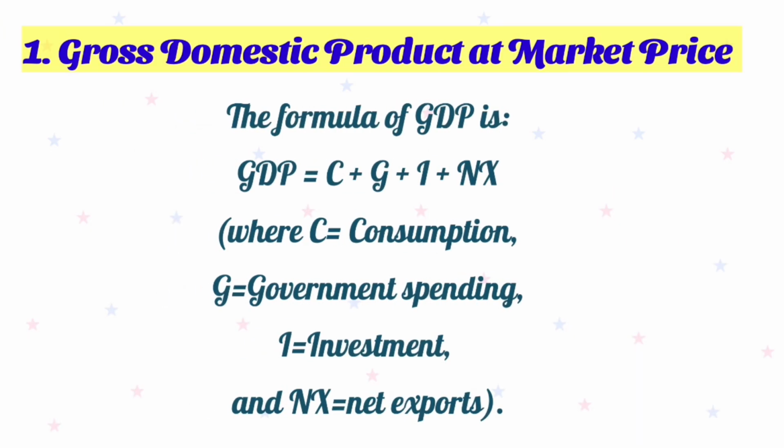GDP at market price can be calculated by adding the total consumption of goods and services within the economy, total government spending on goods and services, the total domestic investment, plus the net export, which is nothing but the value of exports minus imports.